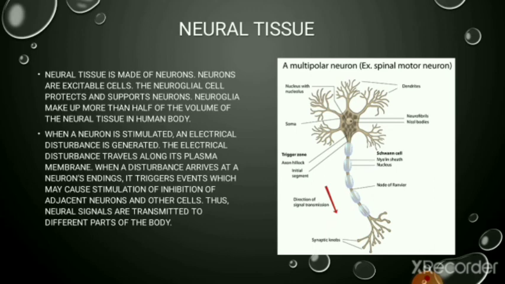When a neuron is stimulated, an electrical disturbance is generated. This disturbance is called the electrical impulse, which travels along the length of the nerve fiber. And when a disturbance arrives at a neuron ending, it triggers events which may cause stimulation or inhibition of adjacent neurons and other cells. Thus, neural signals are transmitted to different parts of the body.